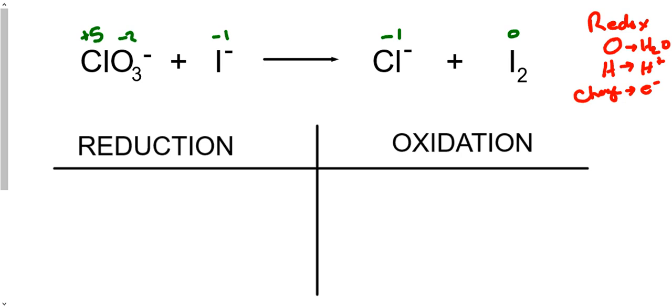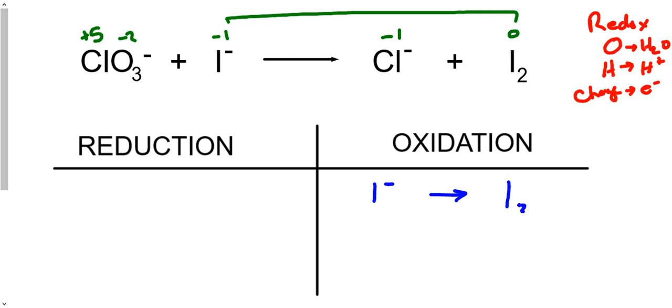Now that we've assigned the oxidation numbers, we can see where the changes were. We can see iodine's oxidation number went from -1 up to 0. That's an oxidation because the oxidation number went up. So I'm going to write that half of the reaction underneath the word oxidation: I minus turned into I2. Really important here that you don't drop any charges. It's one of the most common mistakes kids make.